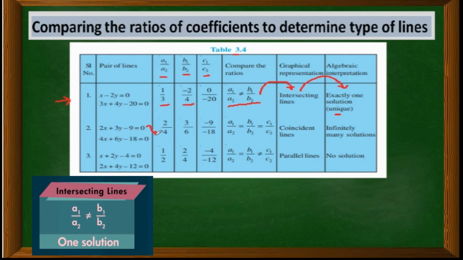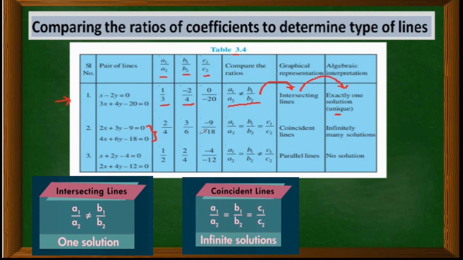Second condition, a pair of linear equations, and we are going to compare their coefficients. a1 by a2 is 2 by 4, b1 by b2 is 3 by 6, and c1 by c2 is minus 9 by minus 18. Clearly, if we convert these into the lowest terms, all are equal to 1 by 2. So a1 by a2 is equal to b1 by b2, which is also equal to c1 by c2. Such types of lines are coincident lines and they have infinitely many solutions.